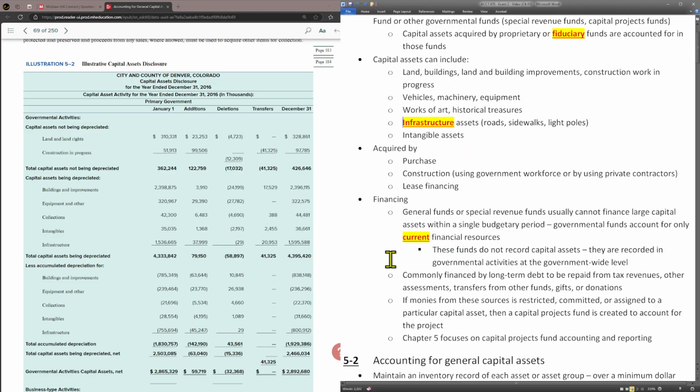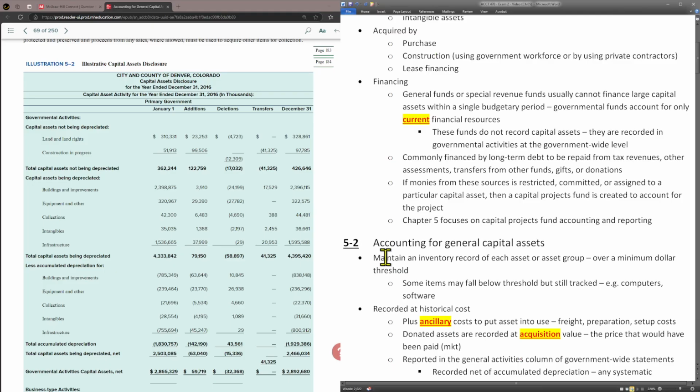Anyway, when we get to financing, typically we issue bonds or other long-term debt. Other funds can transfer monies in. Obviously, things can be donated.